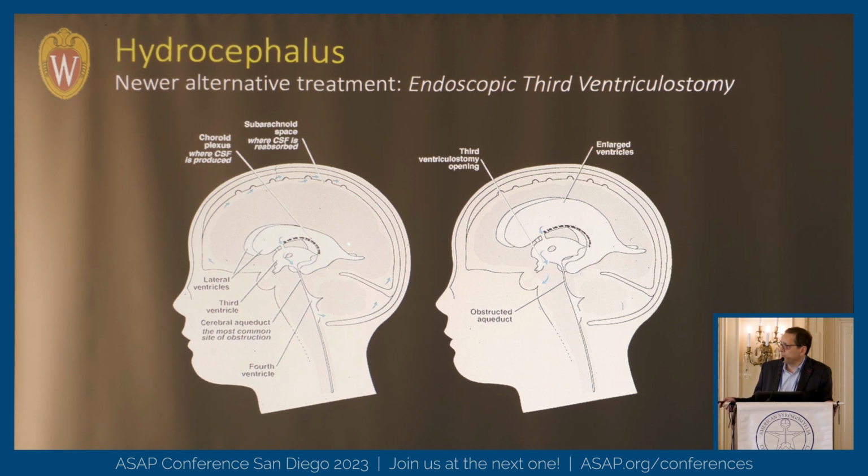And if you look at these images, these are the lateral and third ventricles that are normal in this patient. When there is an obstruction at the level of the aqueduct, these ventricles enlarge.